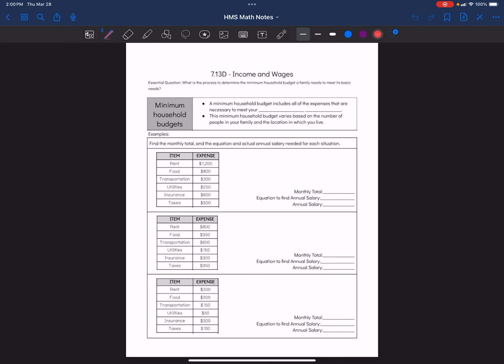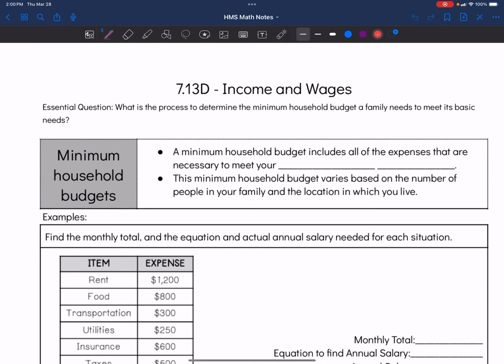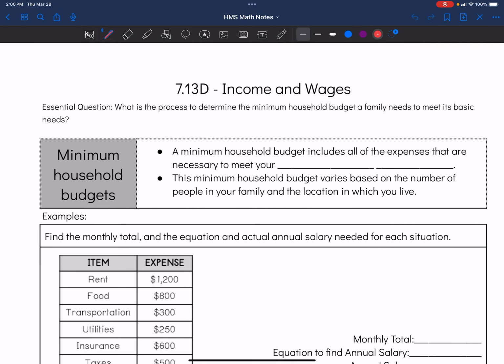So income and wages. I don't know if y'all know these words. I'm sure you've heard them. Income is money you get. So I'm just going to write that down. Money you get. It's what's coming in, income. And then wages is money you spend. Right? It's kind of like incoming and outgoing, right? Expenses, what goes out, and then your income is what comes in.